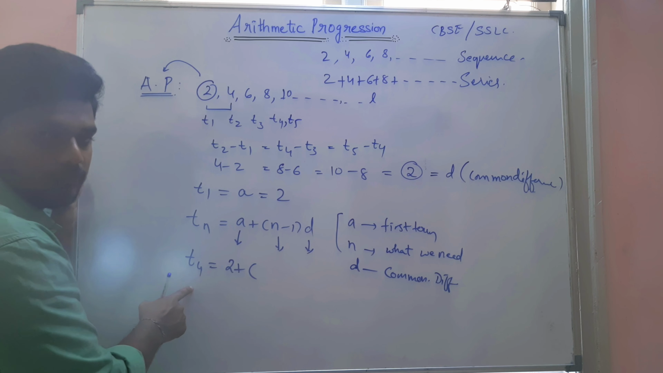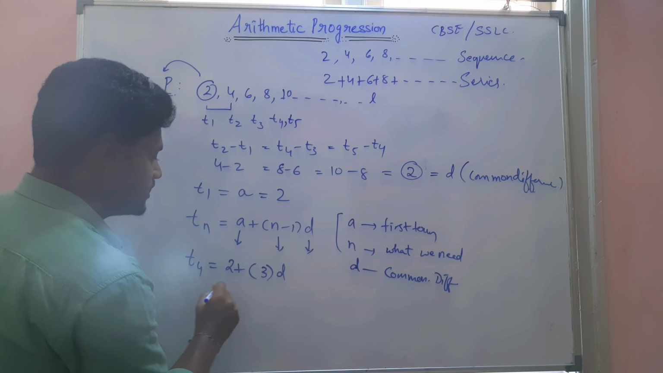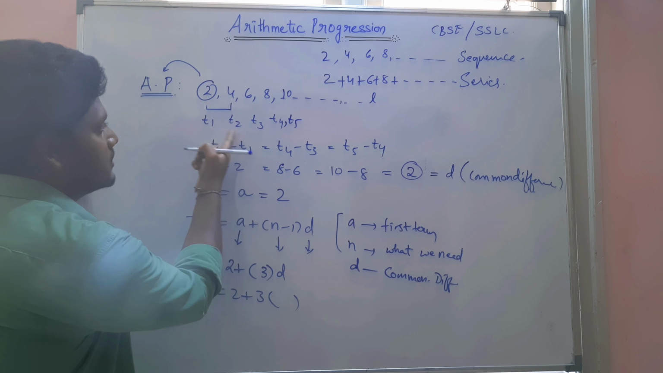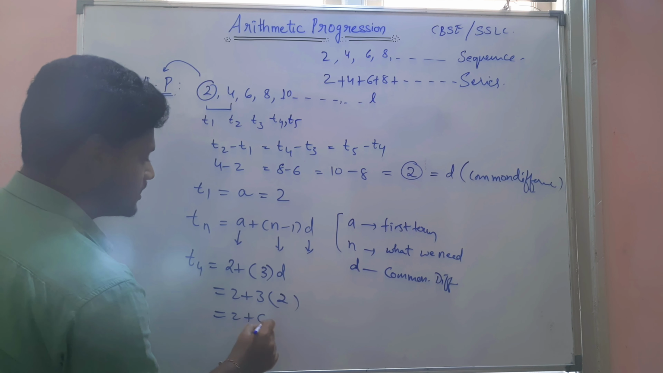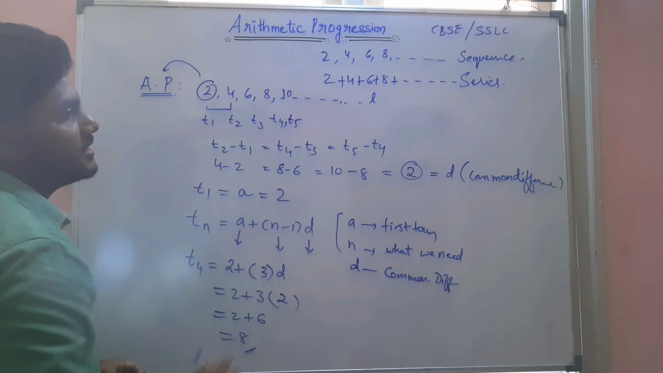Which term do we need to find? The 4th. Fourth term means 4 minus 1, which is 3, into d. What is d? D is nothing but the common difference. The difference we got is 4 minus 2, which is 2. So it is 2 plus 3 times 2, which is 6, so 2 plus 6, nothing but 8. Like this also we get that particular term, that is 8.